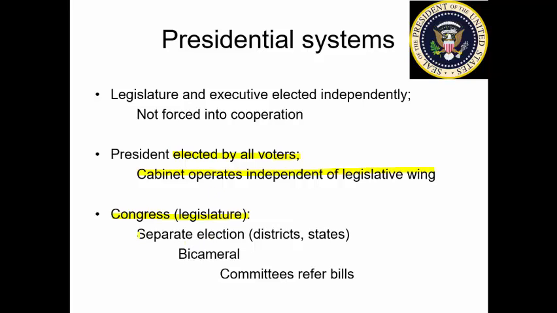The Congress has its own separate elections, and these elections are in the single-member districts that we talked about before. There's one representative elected from each of the congressional districts. New Jersey has 12 of them, for example. And then the states elect 2 senators to go to the Senate. So what we have here in the United States is a bicameral system, House of Representatives and the Senate.